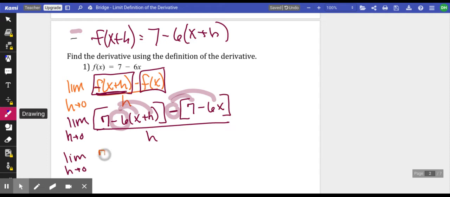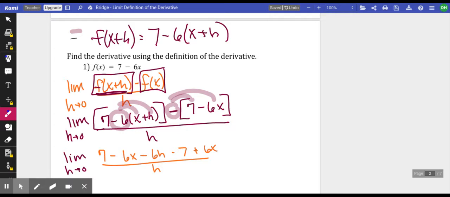And I'm going to go 7 minus 6x minus 6h minus 7 plus 6x all over h. Now, how do you know you did it correctly? Well, if things cancel, not everything, but if things start to cancel, you should have a good feeling about this. If you notice they're not canceling, you probably messed up your sign someplace.